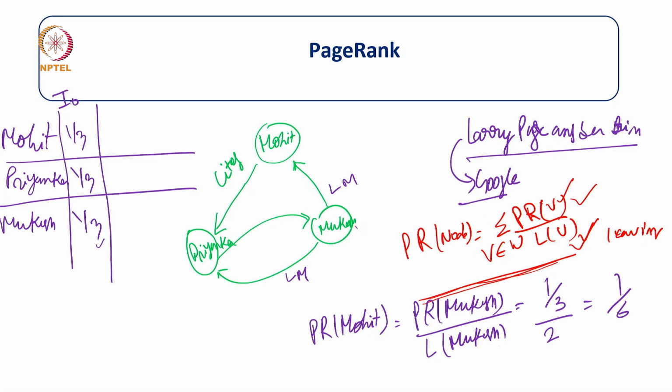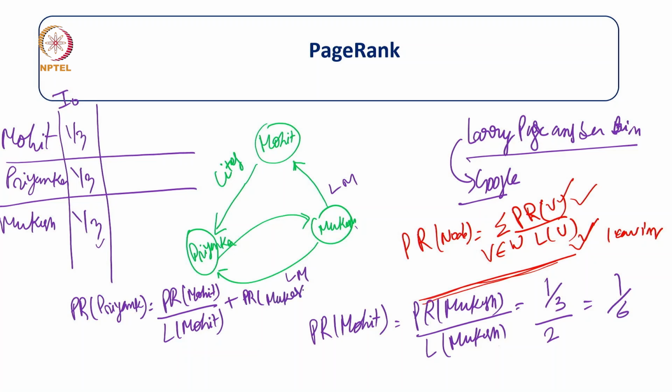Now if we have to calculate the PR of Priyanka, it will be PR of Mohit divided by L of Mohit, plus PR of Mukesh divided by L of Mukesh.